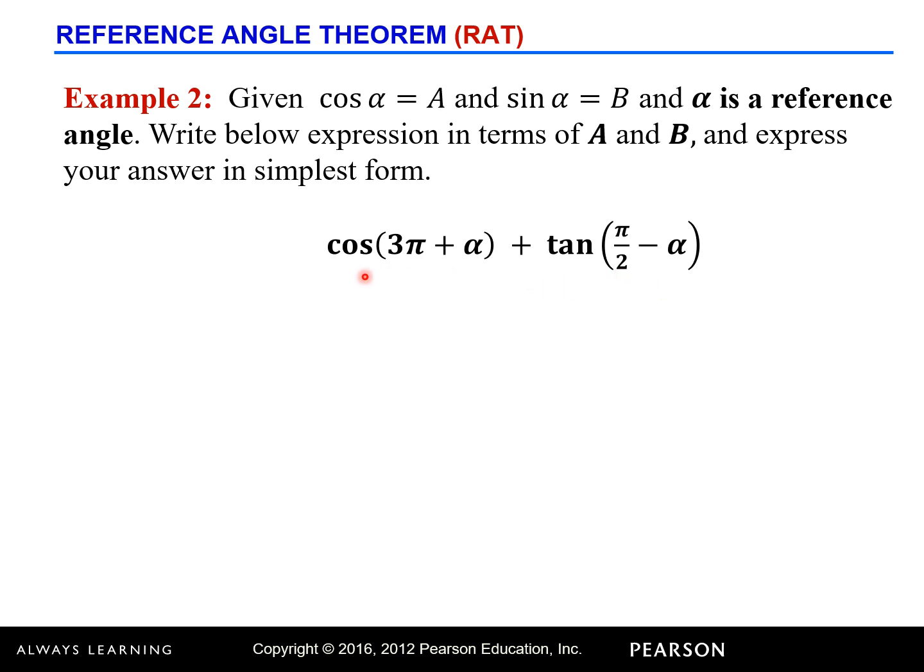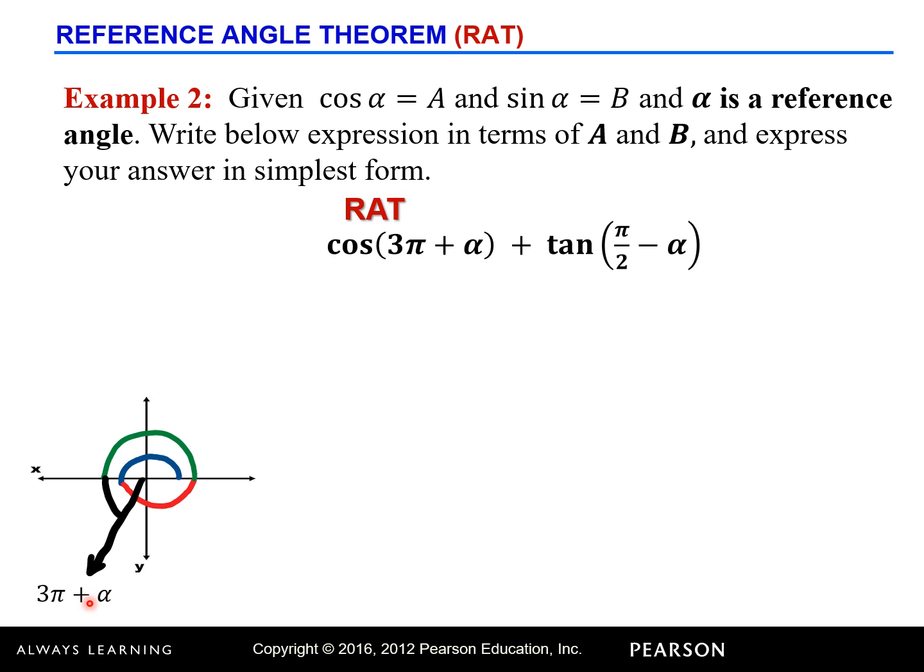In the first expression, it is obvious that we will be using RAT because 3 pi plus alpha is more than pi over 2. So, in using RAT, we have to locate the terminal side of 3 pi plus alpha. Let us draw. This is pi, then 2 pi, then 3 pi, plus alpha is a positive angle, so we continue in the counterclockwise direction, and alpha is acute, so this is the alpha. The terminal side formed here is 3 pi plus alpha, and the acute angle formed by this terminal side to the x-axis is alpha.